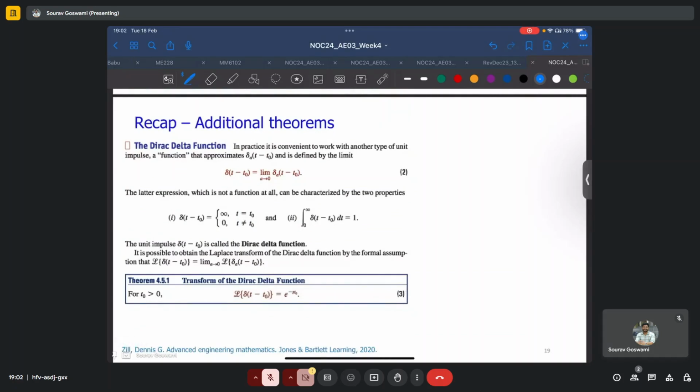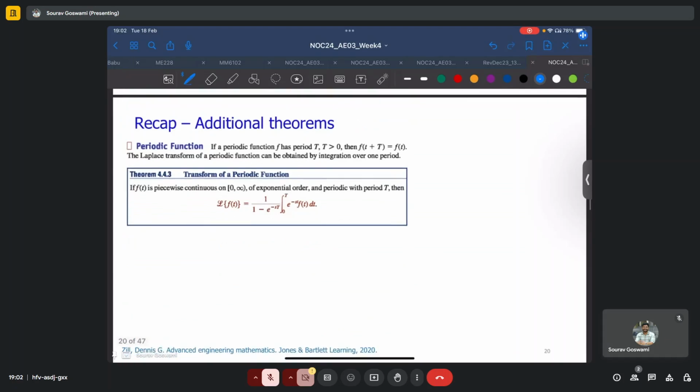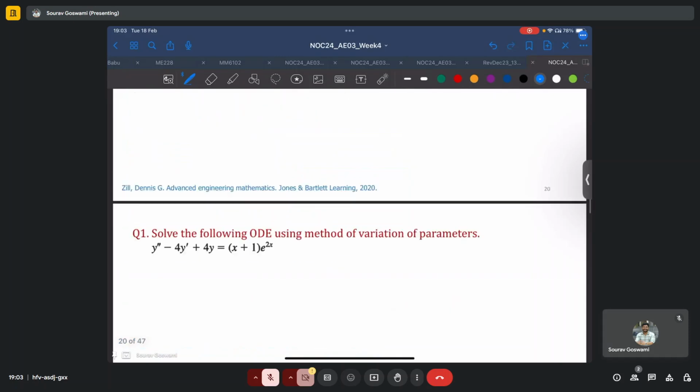Some other useful theorems which may prove handy later on, such as for the Dirac delta function, the Laplace transform of delta t minus t naught is e power minus s t naught, and the Laplace transform of a periodic function with a period capital T is Laplace transform of f of t equal to 1 by 1 minus e power minus s capital T, where again T is the period of this periodic function, times the integral 0 to T e power minus st f of t dt.